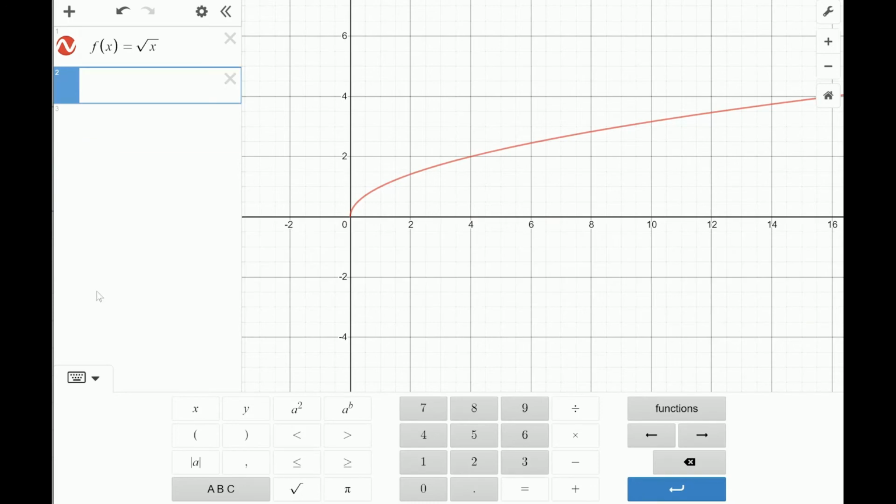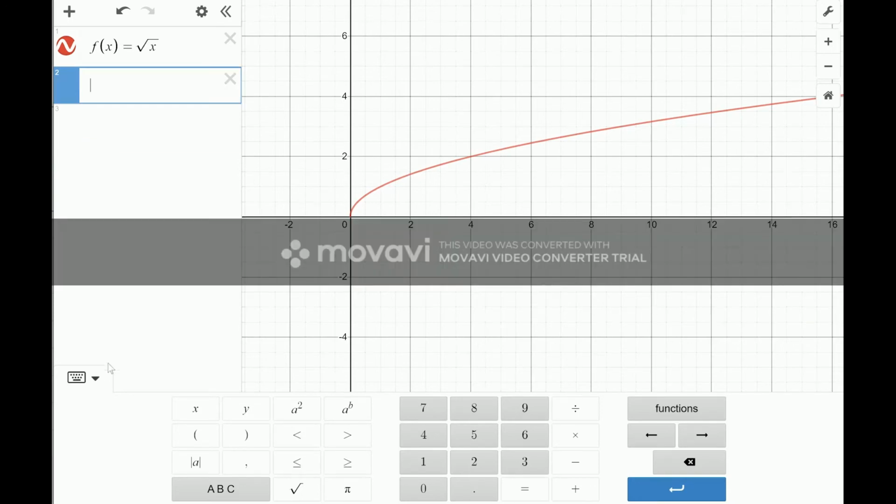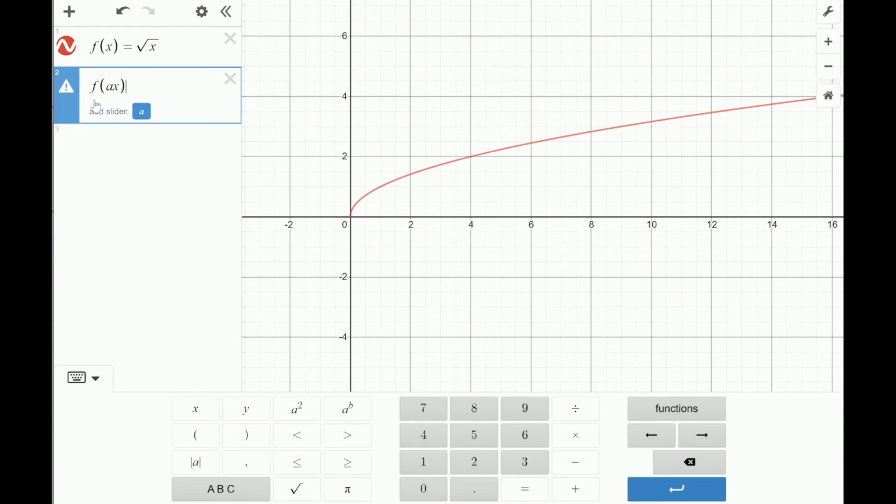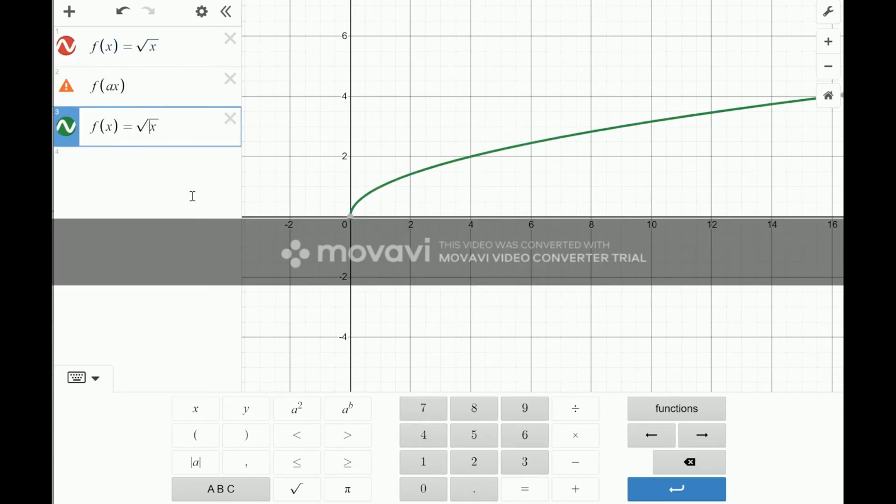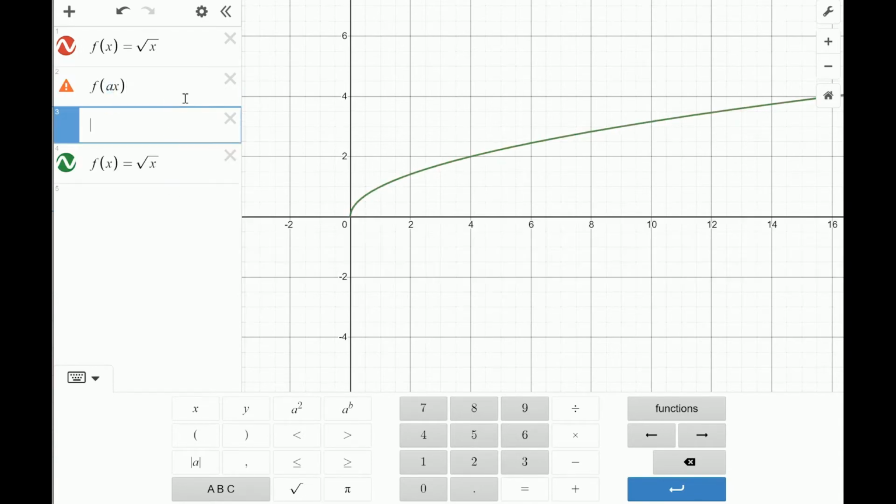Let's talk about horizontal stretch or shrink. Here's our original parent function. When we talk about stretch or shrink, the number is going to go inside the radical, so f of a times x. What that looks like is if I put the number, or a, some number, inside of the graph. So here is an example of horizontal shrink.